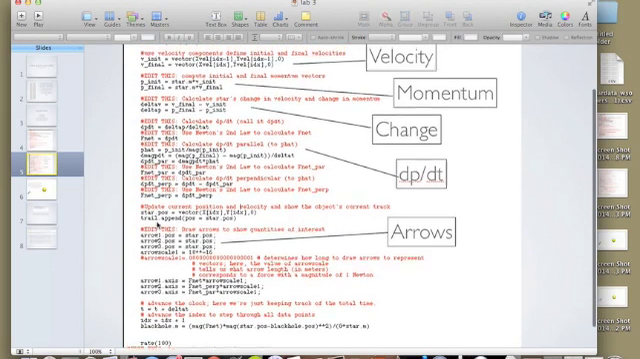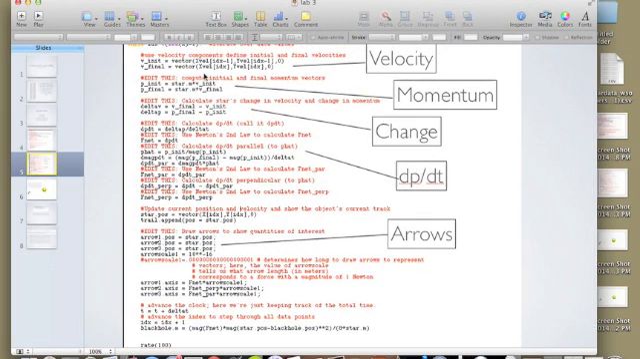Likewise, we also include the velocity and momentum, both of which are given in the initial and final forms, because we need to find the change of momentum, which we are also given later. The change of velocity is v final minus the initial, and the change of momentum is p final minus p initial.